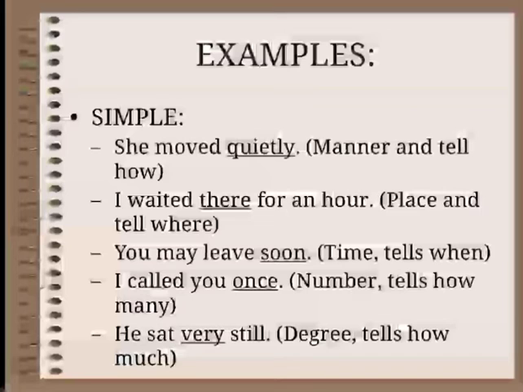Number tells how many times you call. I call you once. So once is an adverb. He said very still. Here it shows the degree, tells how much you said. He said very still. So this is called adverb of degree.